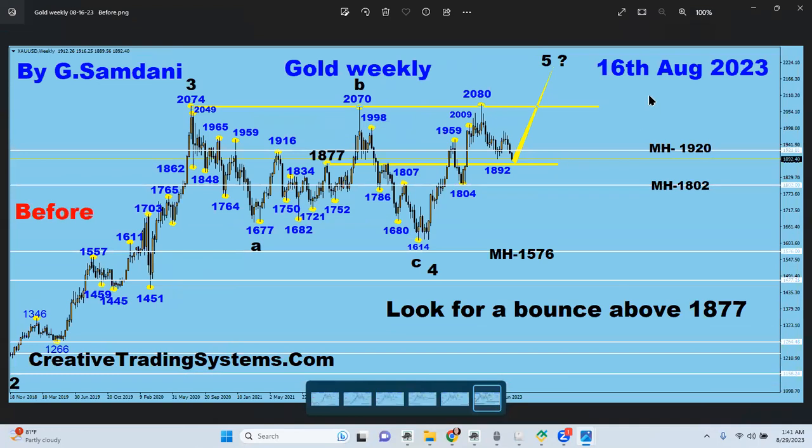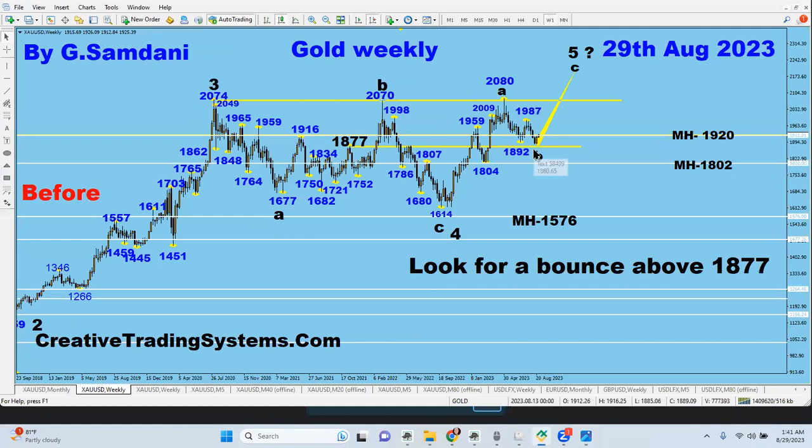And this chart I made on August 16th. We started to go up and then came back down very close to 1877. Well, that's what I thought, and I made this chart that from there, we're going to bounce from 1877, right? So what happened to this chart so far as of today? Do you see that here? We came very close to this 1877 and started bouncing.